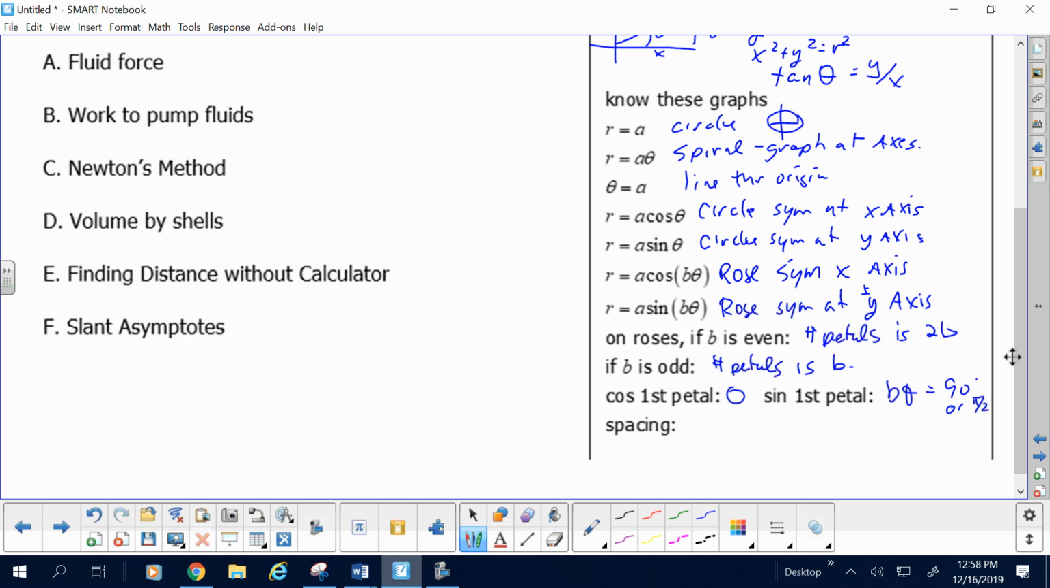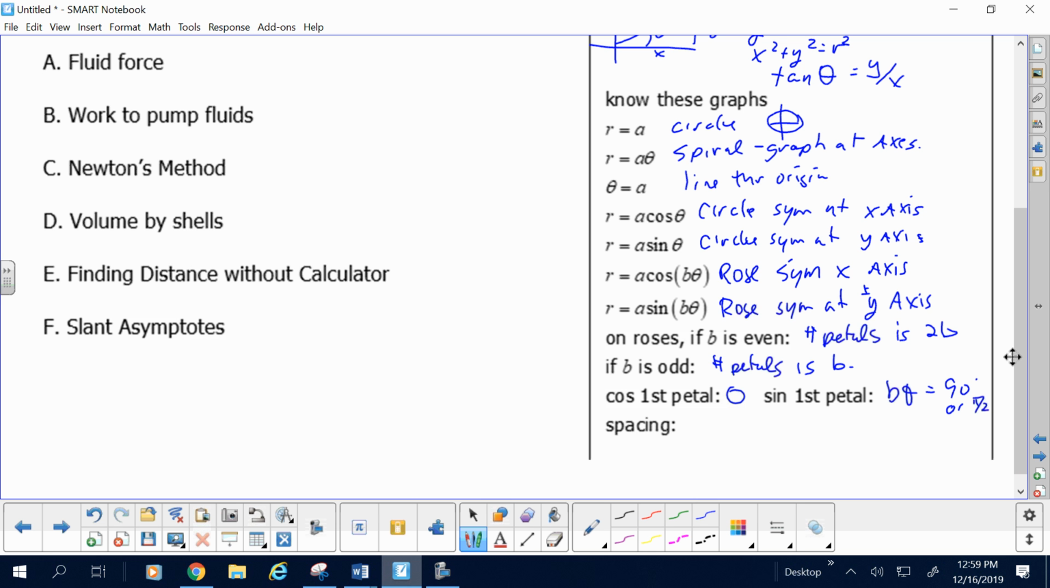18 degrees. When 5 theta equals 90 degrees, that means theta would be 18 degrees. What's the spacing on sine of 5 theta between the petals? The petals should be evenly spaced. It's not how your graphs were when I graded them. So that would be 72.